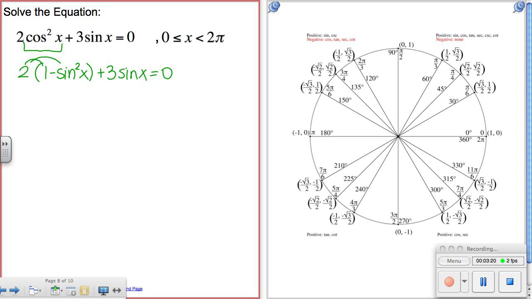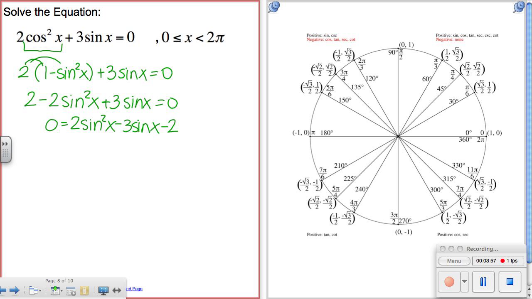We're going to distribute in the 2. And to me, this looks a lot like the previous equations we were solving. If I rewrite the order a little bit, let's go ahead and I'm going to add everything to the other side to make my squared positive. So we're going to get a positive 2 sine squared, a negative 3 sine x, and a negative 2. Again, I moved everything to the other side to make that sine squared positive. Now I can use some u substitution and let u equal sine x, and I have 2u squared minus 3u minus 2.